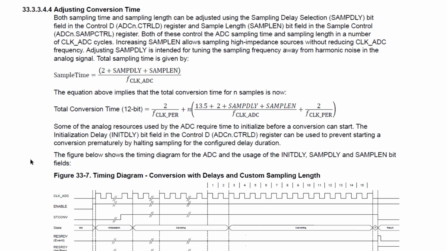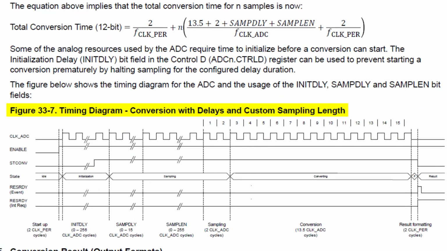This now gives us two new equations. The first is for the sample time, and the second is for the total conversion time. Figure 33.7 gives us a visual representation of the use of sampling delay and sample length.